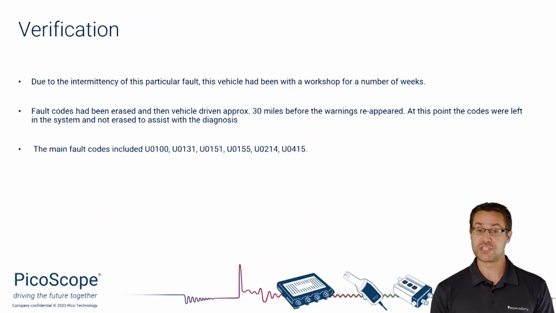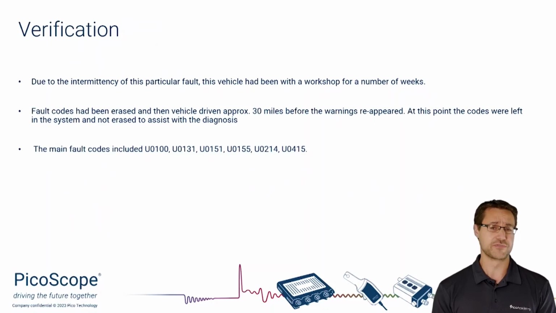The fault is not specific to weather conditions either, so it's not temperature related, it's not affected by rain, it's just very sporadic. And I think the intermittency of this fault is the key point to this particular case. Sometimes it can go for 100 miles plus, sometimes it could be literally just driving it round the corner and the fault would occur. So there was no easy way to replicate the fault. So again, important information from the customer.